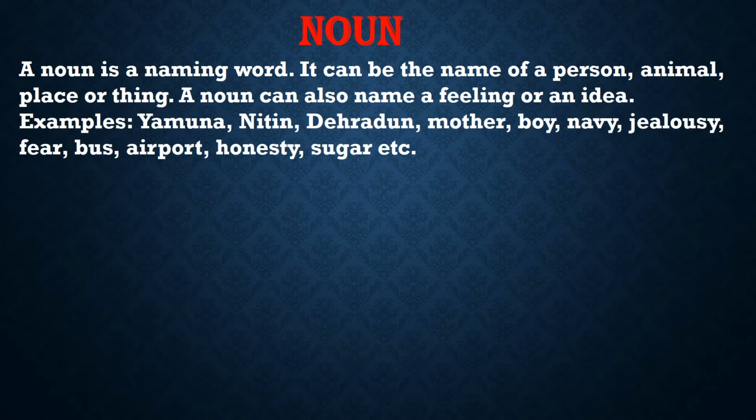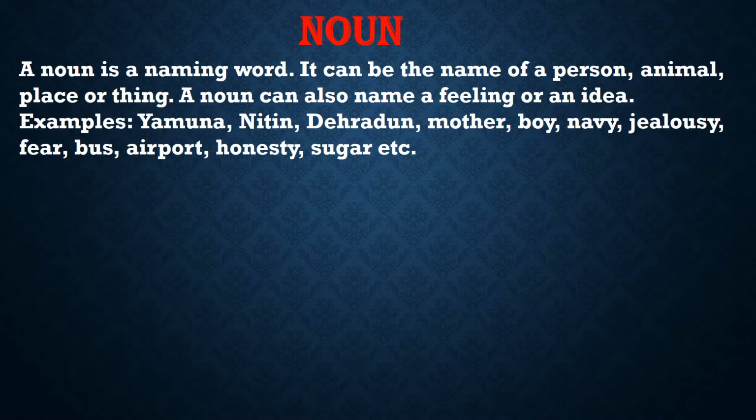Few examples are Yamuna, Nitin, Dehradun, mother, boy, navy, jealousy, fear, bus, airport, honesty, sugar, etc. There are many nouns. As you can see, Yamuna, Nitin and Dehradun we are writing in capital. We are starting these words with capital letters, and the rest of the words are written in small letters. There is a reason behind it. We will learn it further.